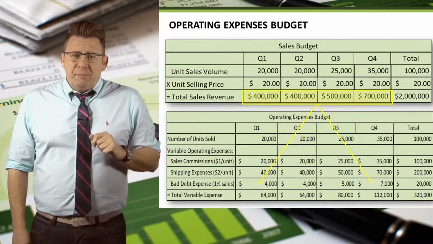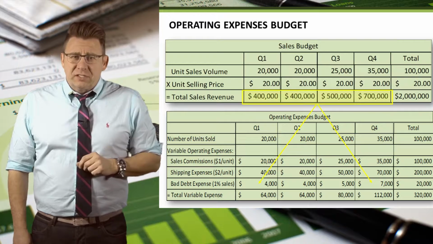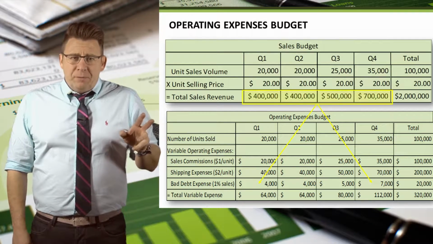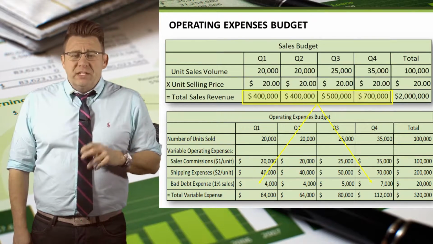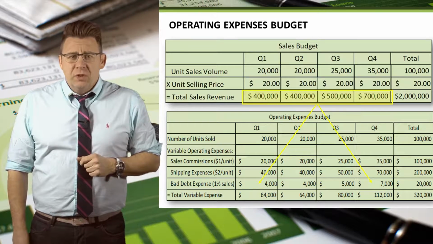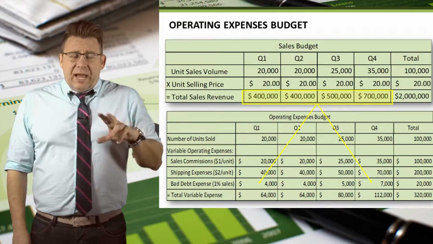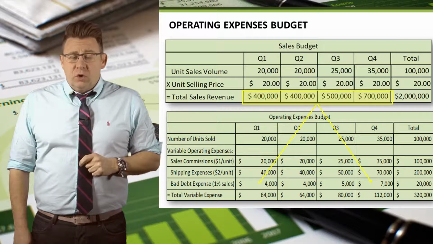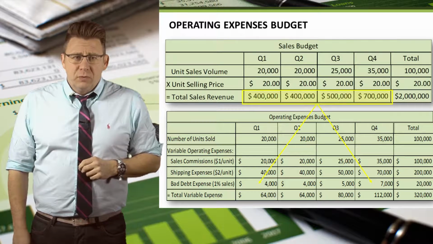Bad debt expense can be estimated using the percent of sales method. In my example, I assumed that bad debt expense is 1% of total sales. So the rate times the sales revenue gives us the total amount of bad debt expense.